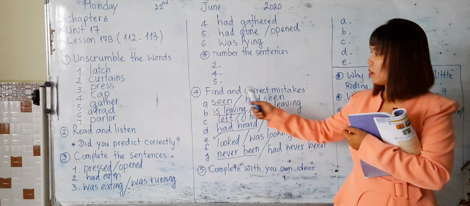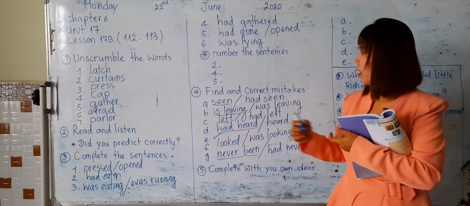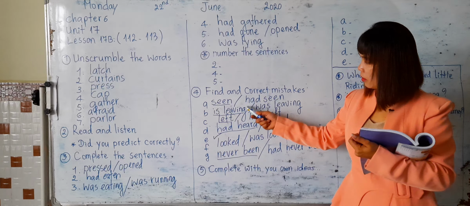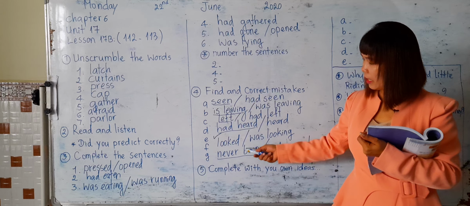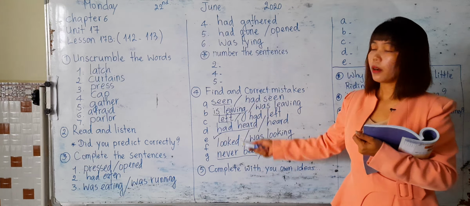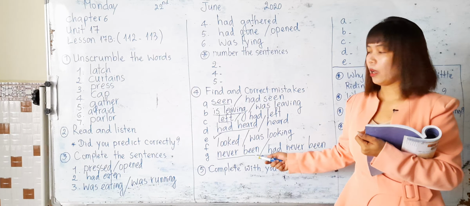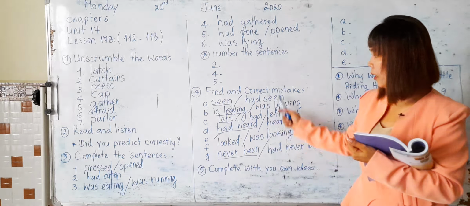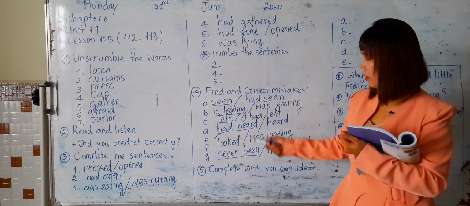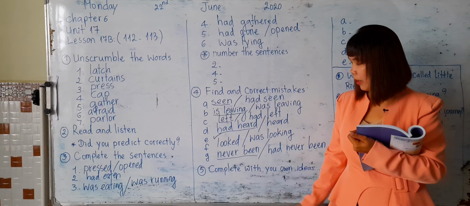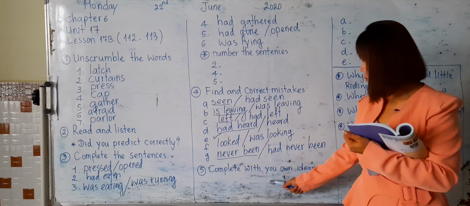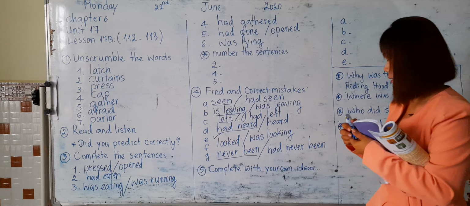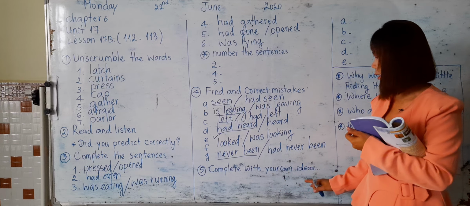Everyone, we look at section 4 on page 113 and look at the sentences A, B, C, D, E, F, G. Correct the sentences all together. I hope that you can do this one. You can follow me and then you can do it. Number 5. Complete with your own idea. Complete with your own idea.